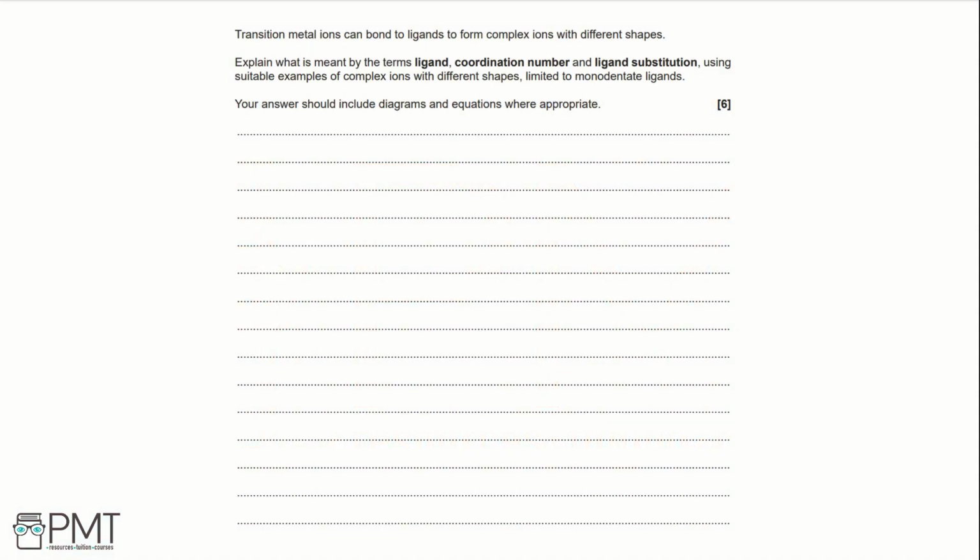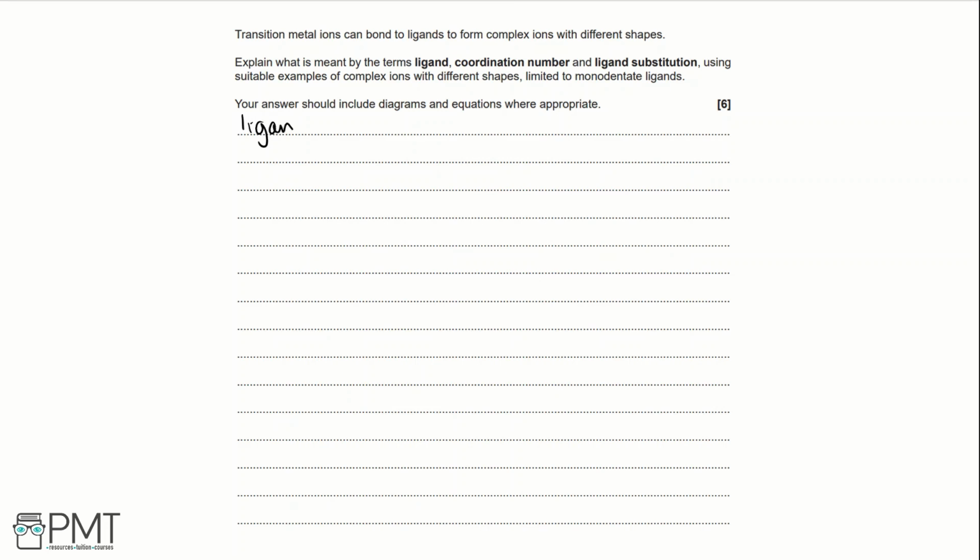Transition metal ions can bond to ligands to form complex ions with different shapes. Explain what is meant by the terms ligand, coordination number, and ligand substitution, using suitable examples of complex ions with different shapes, limited to monodentate ligands. Your answer should include diagrams and equations where appropriate.